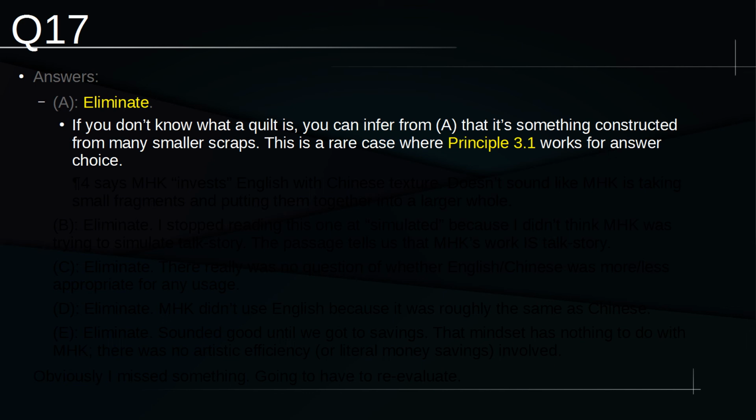And this is another vocabulary issue that some of you foreign students, or overseas students I should say, might struggle with. If you don't know what a quilt is, you can infer from answer choice A that whatever it is, it is something that is constructed from many smaller scraps. And I would say this is a rare case where principle 3.1 works for answer choices. Because remember I said that whole context thing from 3.1 applies pretty much only to strange words in the passage. Sometimes there are strange words in an answer choice that the answer choice nevertheless still has the room to explain for you. So yeah, I feel like A does that for us.